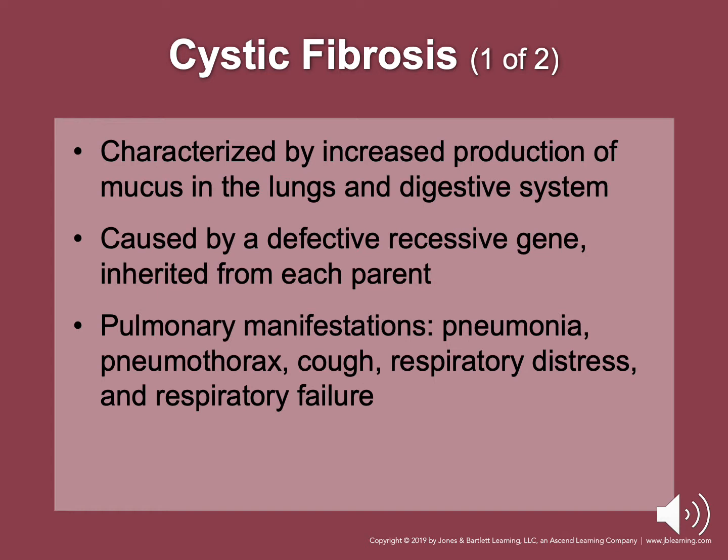Cystic fibrosis is characterized by increased production of mucus in the lungs and digestive system. Diagnosed in infants and young children, it's caused by a defective recessive gene inherited from each parent. Prone to development of venous thrombosis. Permanent manifestations include pneumonia, pneumothorax, cough, respiratory stress, and respiratory failure.